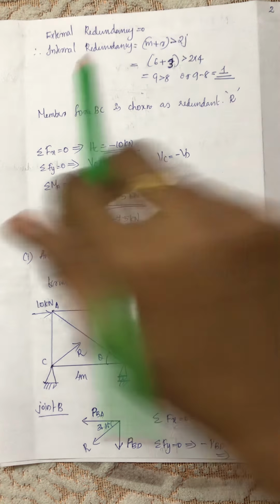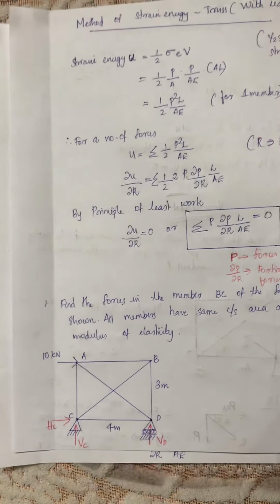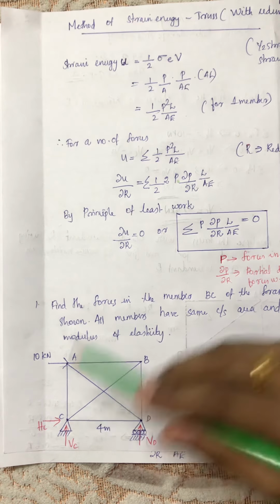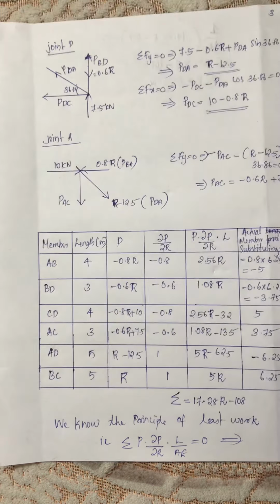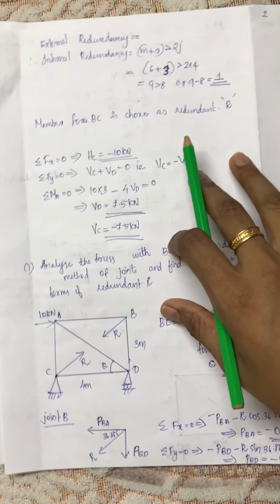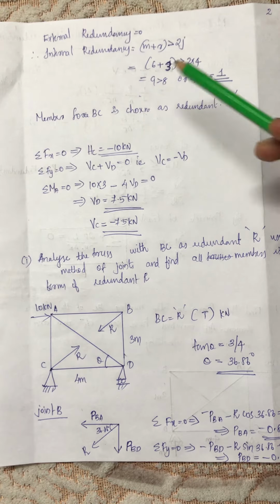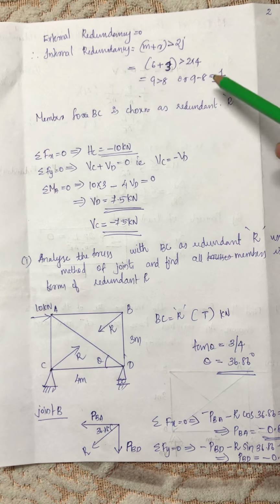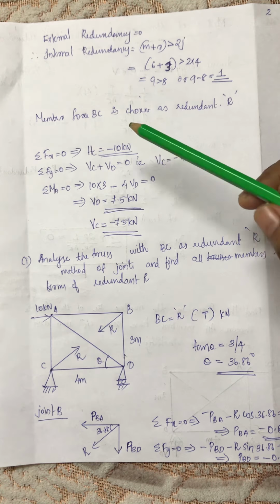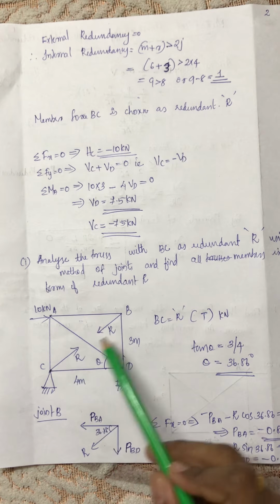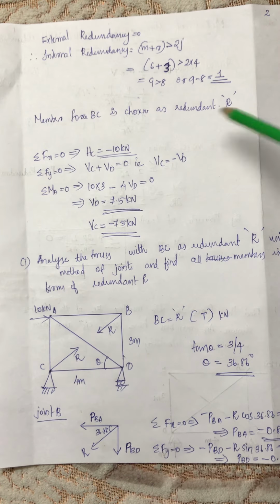In the case of internal redundancy we have to choose any of the internal members as the redundant, so I chose BC as the redundant member. In case of external indeterminacy we have to choose any reaction as the redundant. Here we have internal redundancy of 1 degree, so I chose BC as the redundant, capital R. So I have to draw the figure with BC as capital R, tensile in nature.